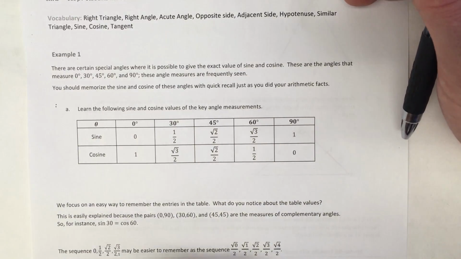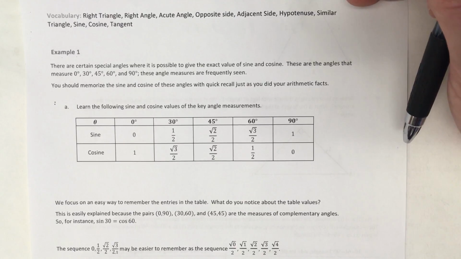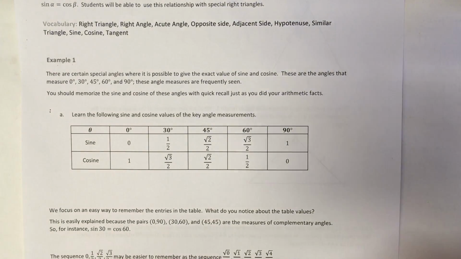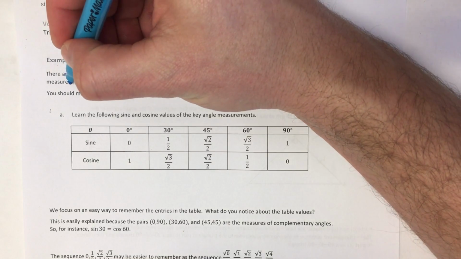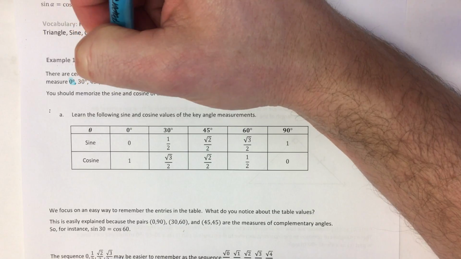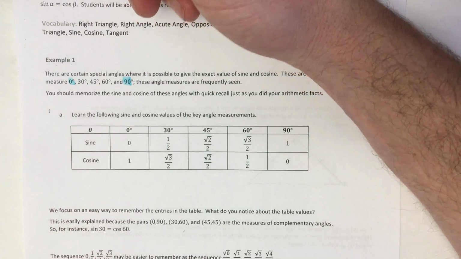All right, we're going to jump right into an example, but more of a discussion. There are certain special angles where it is possible to give you exact values of sine and cosine. These are the angles that are measurements of 0, 30, 45, 60, and 90. So I'm going to highlight the pairings that work well together.